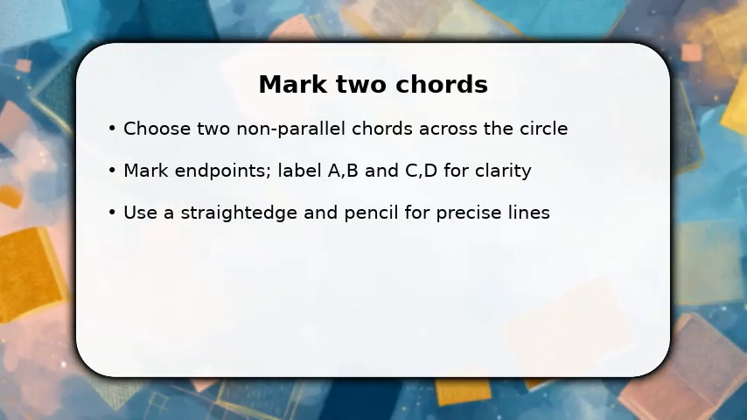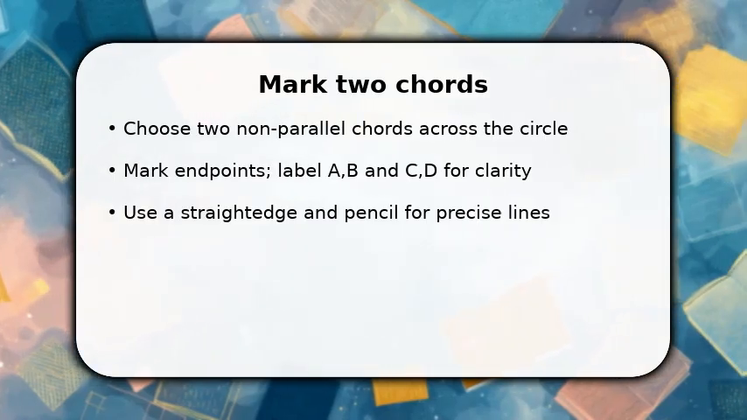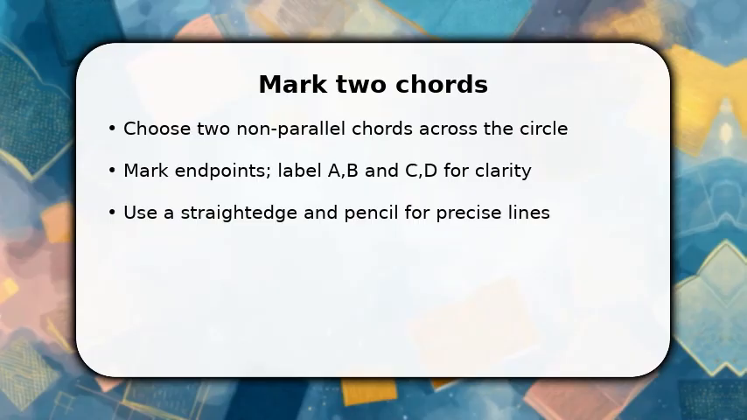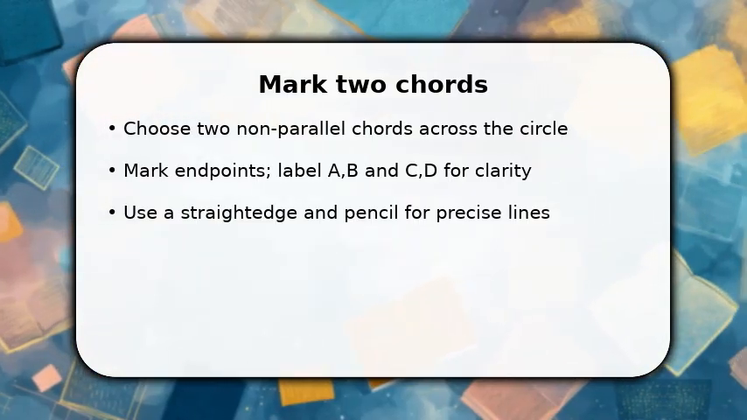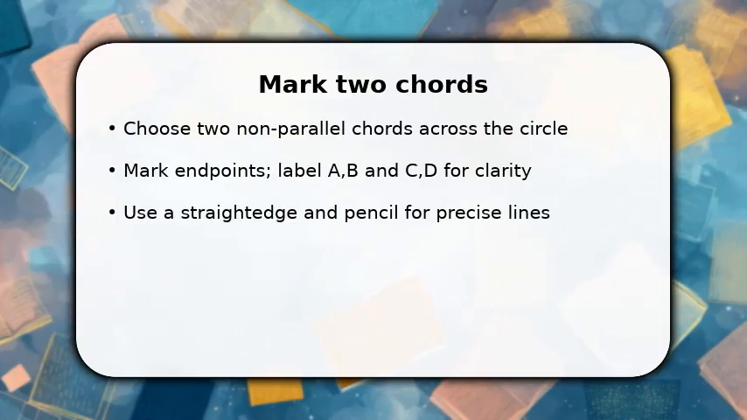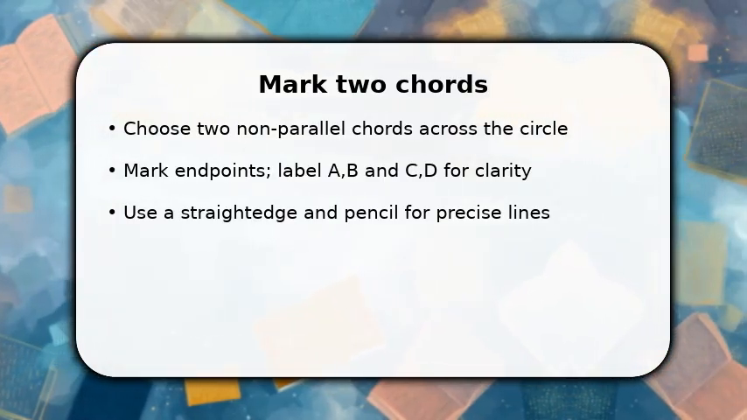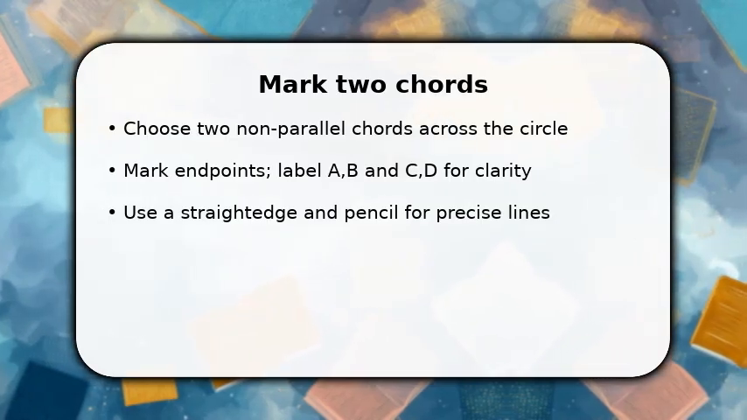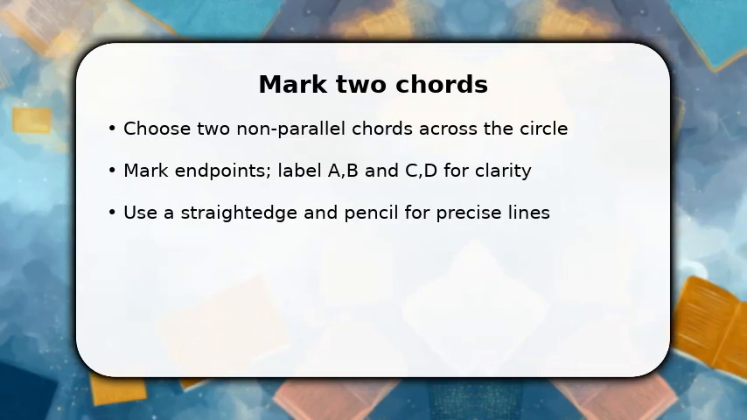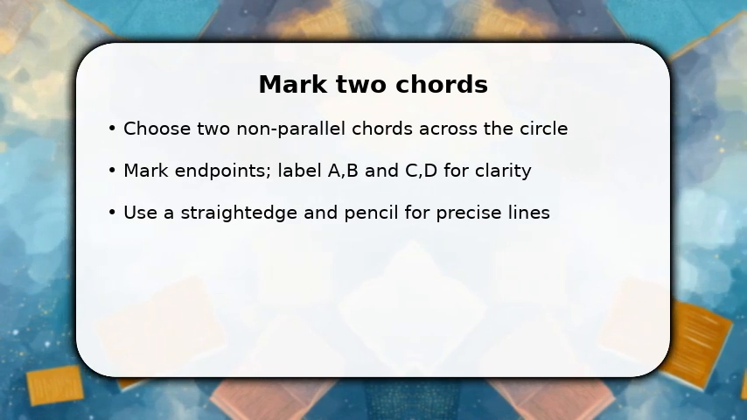You start by drawing two distinct chords across the circle. Pick chords that are not parallel so their perpendicular bisectors will intersect. Once chosen, mark the endpoints clearly as A, B, and C, D so you can reference them. Use a straight edge and a sharp pencil to draw the chord lines cleanly. This prevents small angle errors later. Make sure the chords span different parts of the circle to avoid near-parallel bisectors, which complicate intersection accuracy.